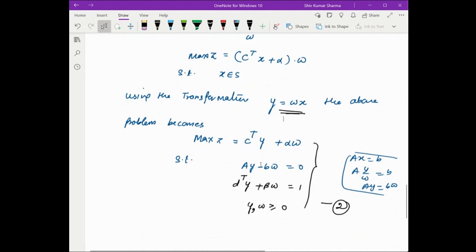So this is our equation number 2. Here we see that equation number 2 is in the form of a linear programming problem. That means the fractional part is removed. Because in a linear programming problem, we have an objective function in the form of c1x1 plus c2x2 plus c3x3 and so on up to cnxn, and the corresponding subject to constraints.